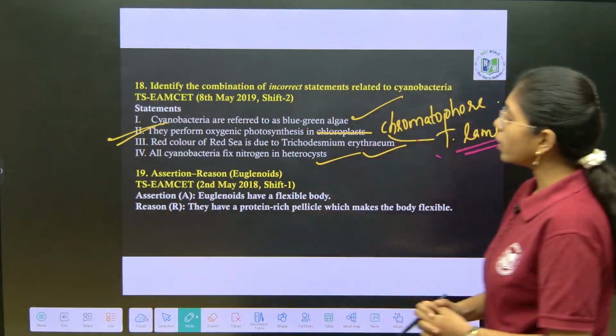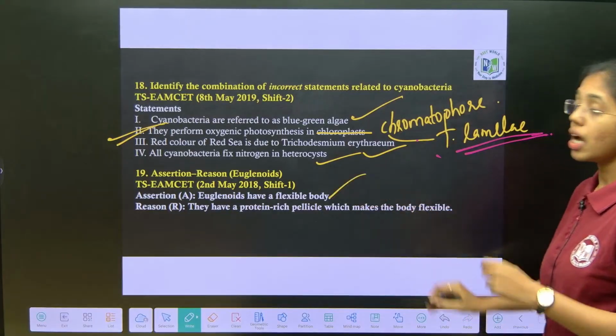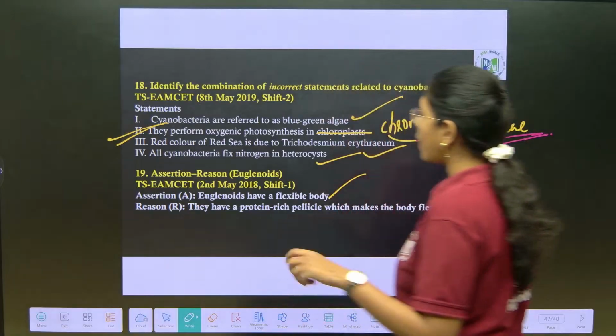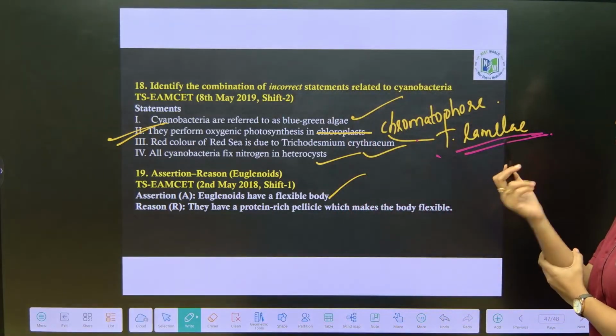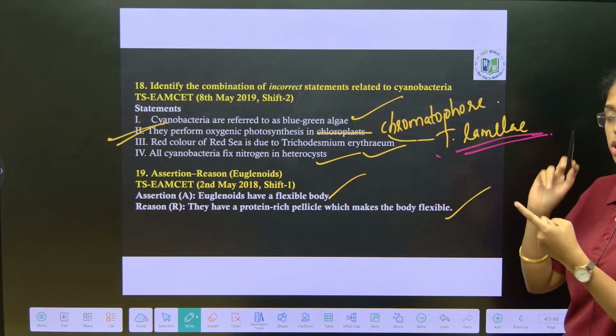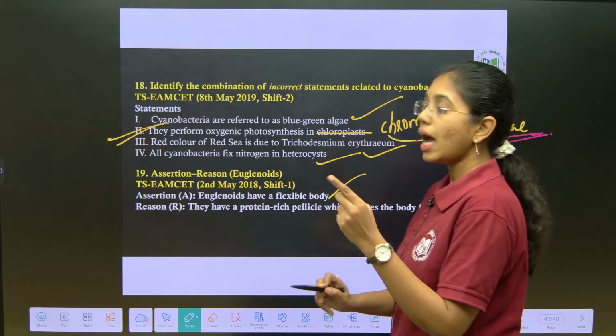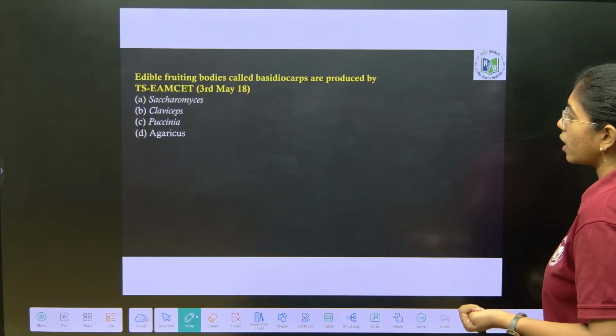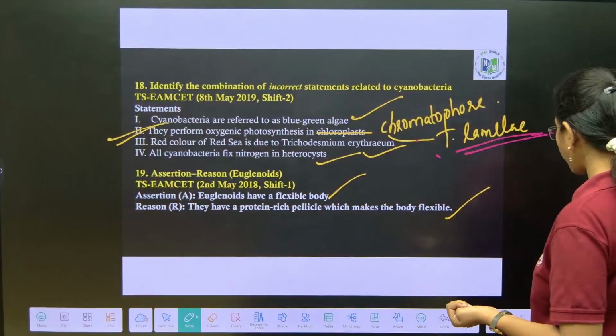Next, assertion-reason question on euglenoids. Assertion: euglenoids have a flexible body. Yes, it is because of the structures called myonemes. Reason: they have a protein-rich pellicle which makes the body flexible. Yes, it is because of the protein-rich pellicle and the myonemes. Both A and R are true and R is the correct explanation of A.